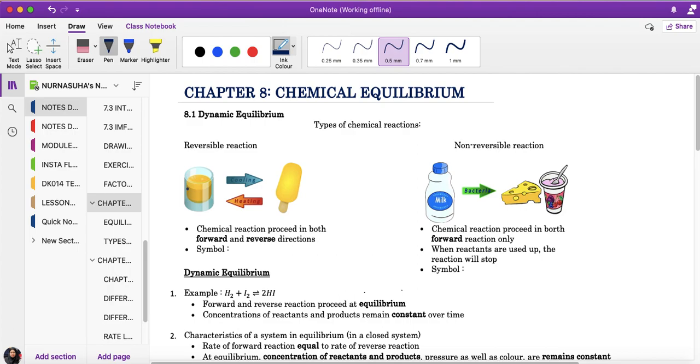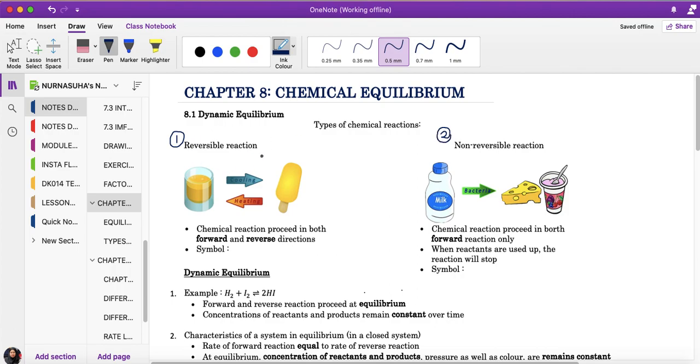Okay, so I'm going to explain to you today chapter 8, which is chemical equilibrium. But before that, let's have a look at types of chemical reaction. So we have 2 different types of chemical reaction. The first one is reversible. Second one is non-reversible reaction.